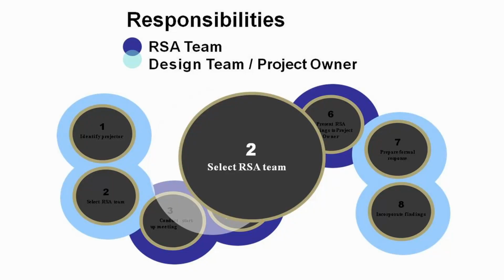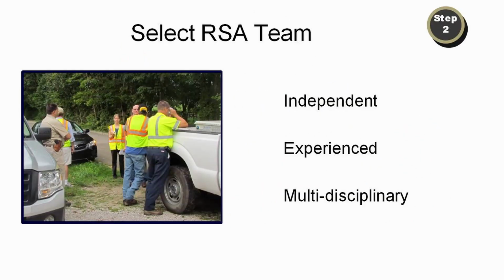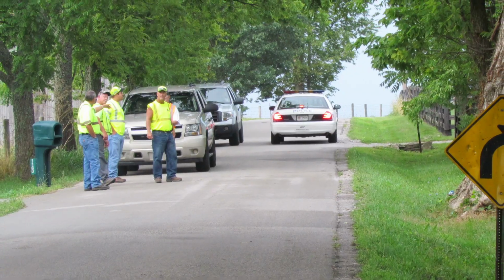Step 2 is to select the road safety audit team. Often this is an independent and experienced team made up of multiple disciplines. We asked Adam how he selects team members. When we do a road safety audit, we'll typically invite anybody that wants to participate.